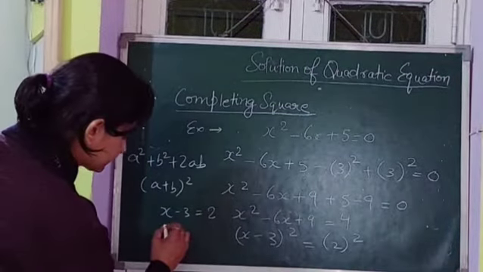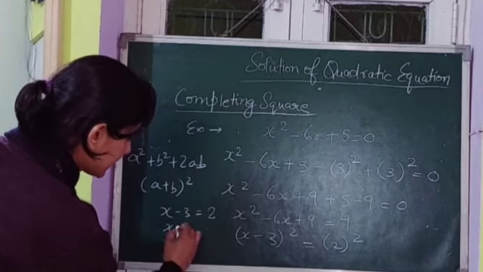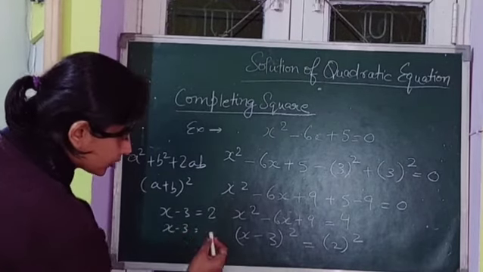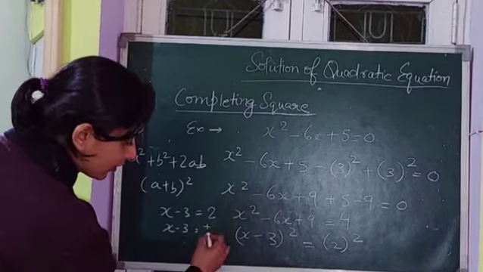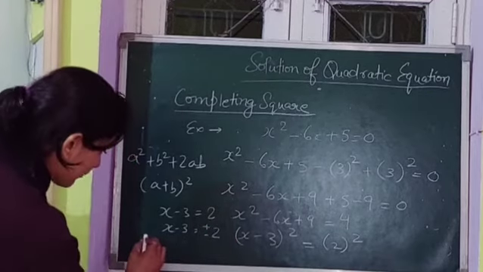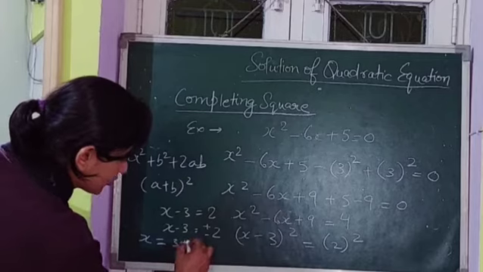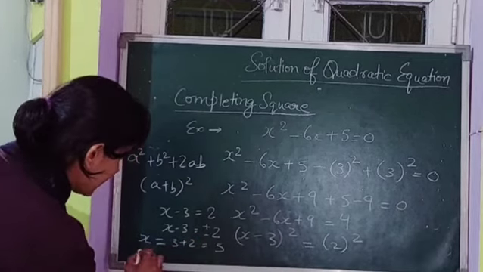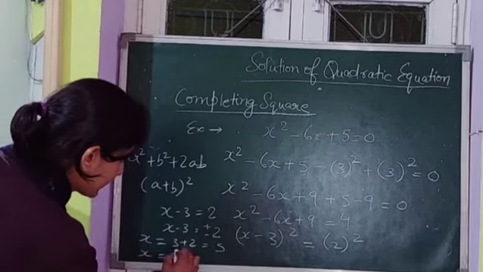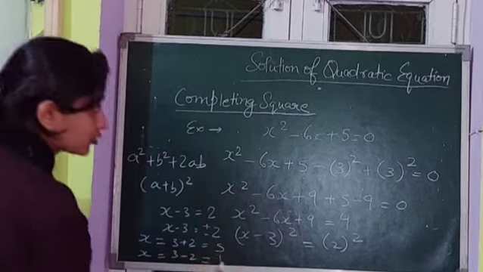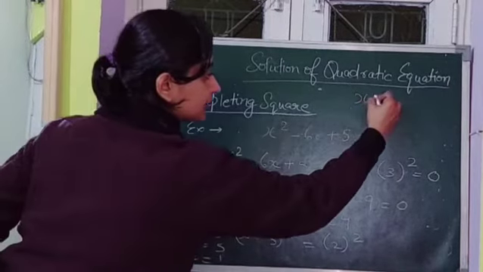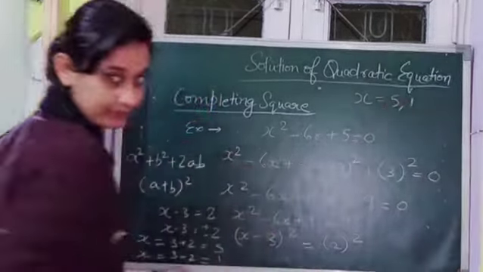Here x minus 3 equals to, this 2 can be positive or negative. So when we have x equals to 3 plus 2 equals to 5, and when we have 3 minus 2 equals to 1. So again we have two values, x equals to 5 and 1.